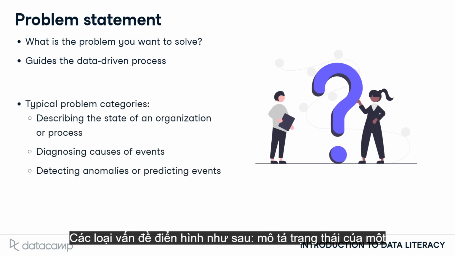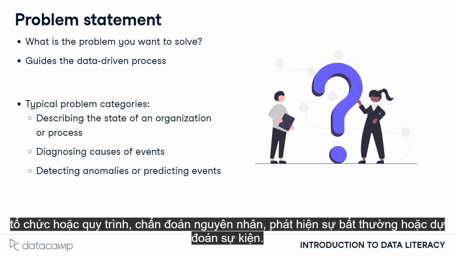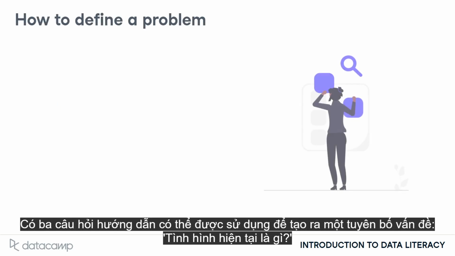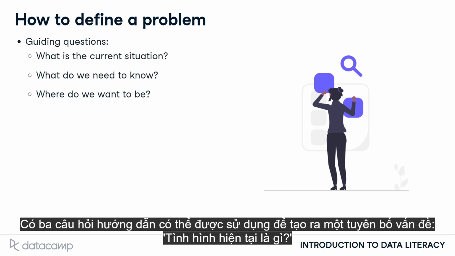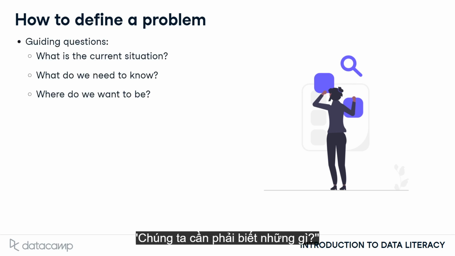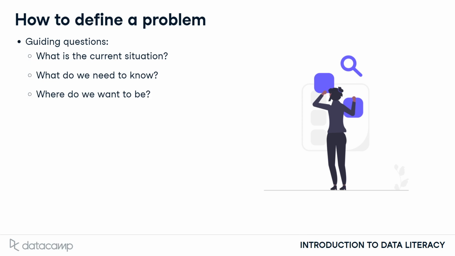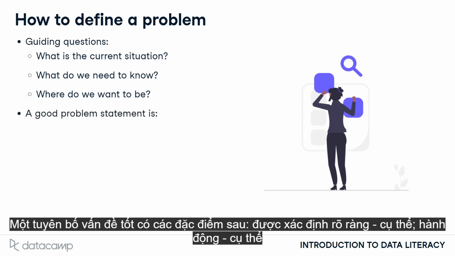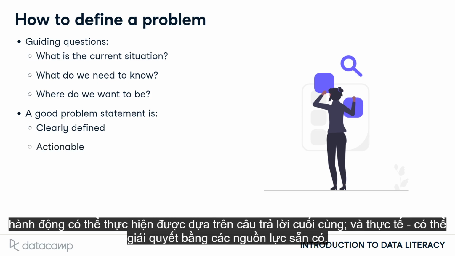Typical problem categories are as follows: describing the state of an organisation or process, diagnosing causes, detecting anomalies, or predicting events. There are 3 guiding questions that can be used to craft a problem statement. What is the current situation? What do we need to know? And where do we want to be? A good problem statement has the following characteristics: clearly defined, be specific; actionable, specific actions should be possible based on the eventual answer; and realistic, possible to solve with the available resources.